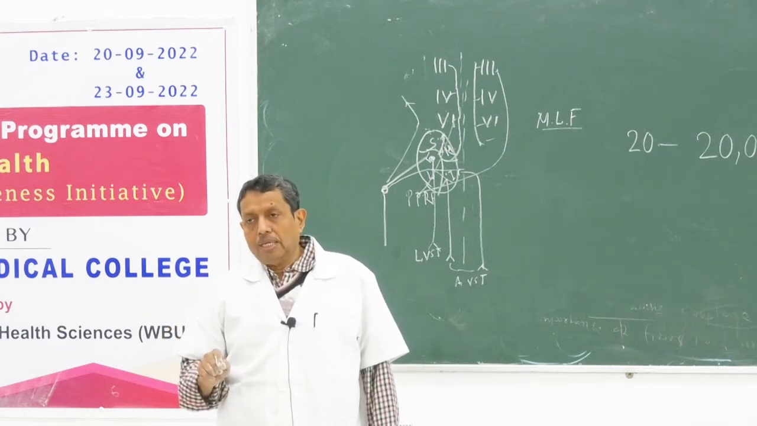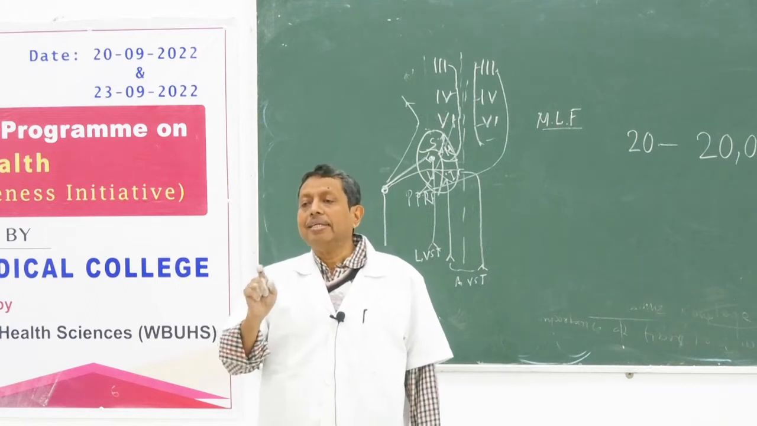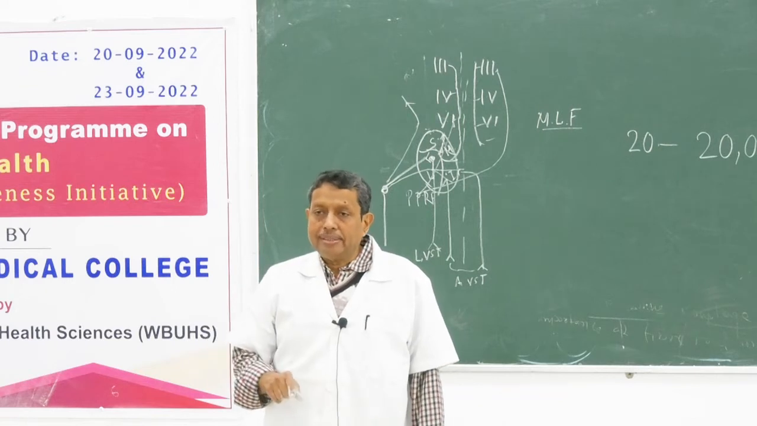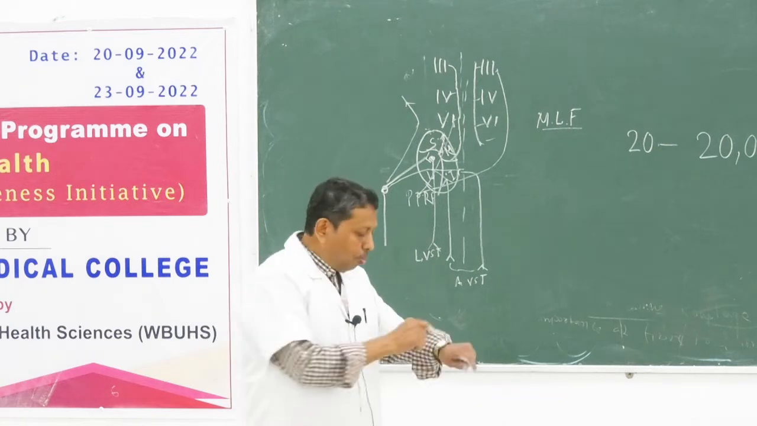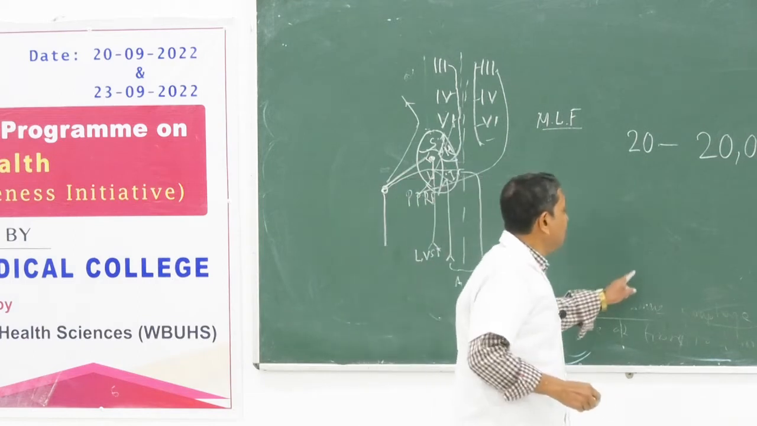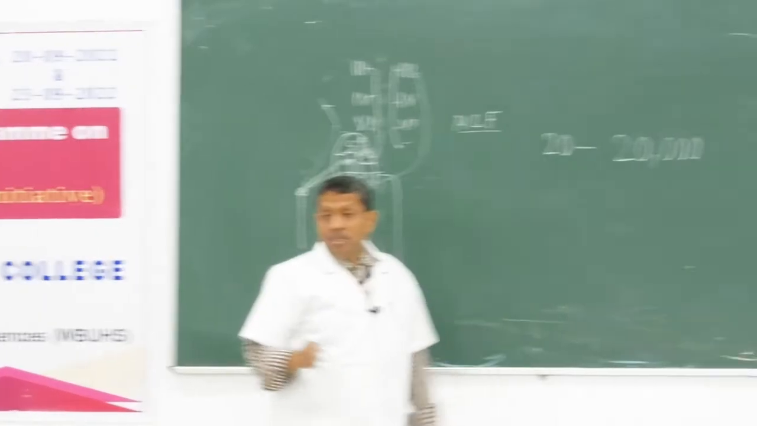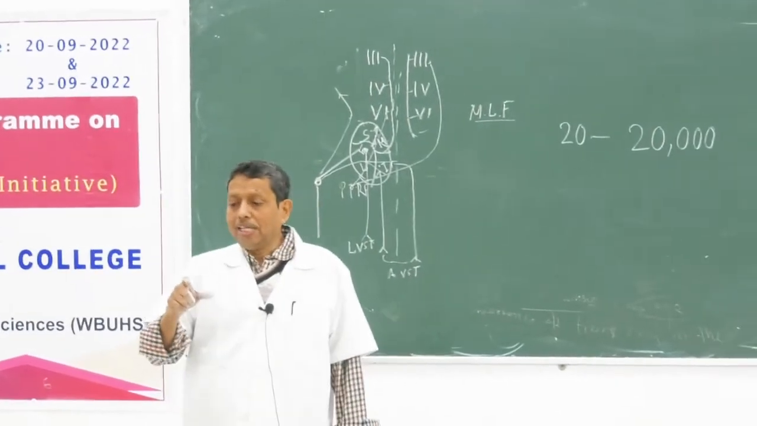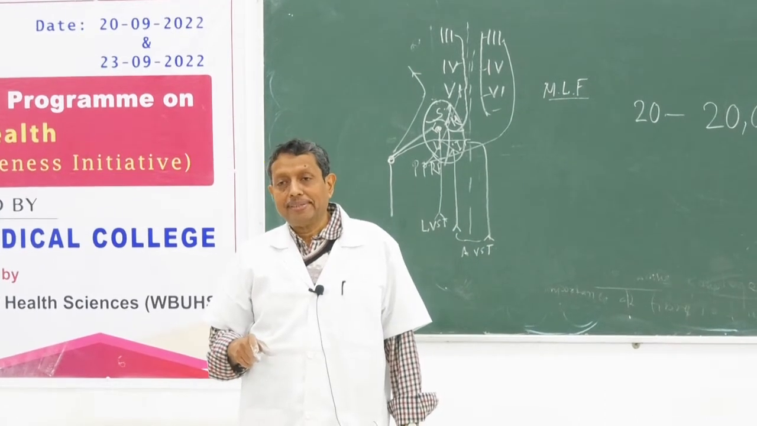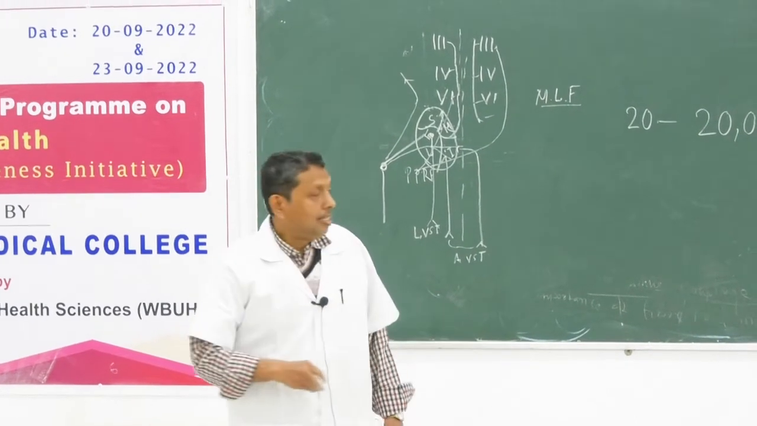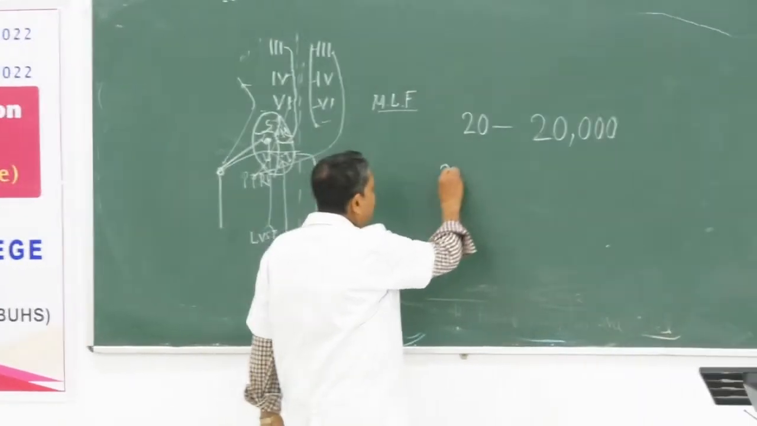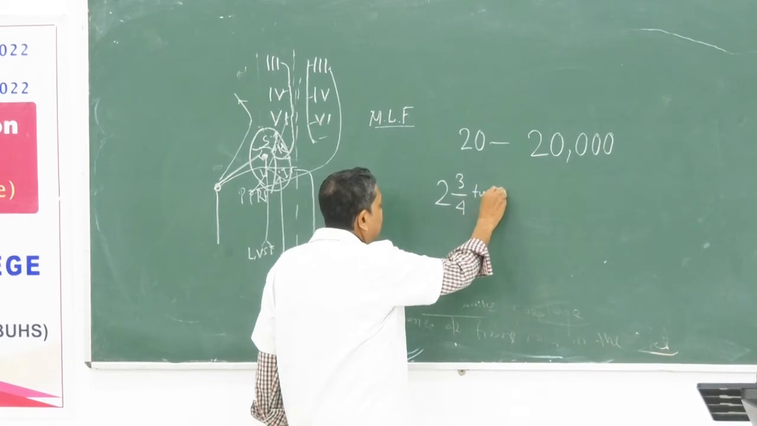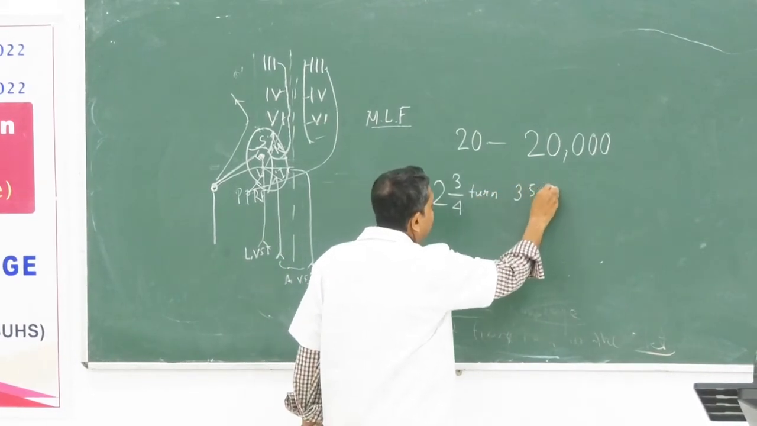Now this frequency analyzer is the organ of Corti, and it is the basilar membrane. The basilar membrane runs from the base to the apex of the cochlea. The length of the cochlea is 35 millimeter in an adult individual, and it is 2.5 turns in some texts, and in some texts 2 and 3/4 turns.